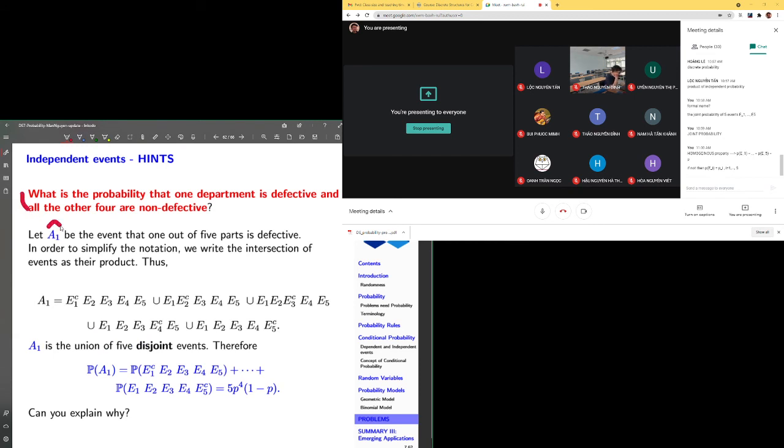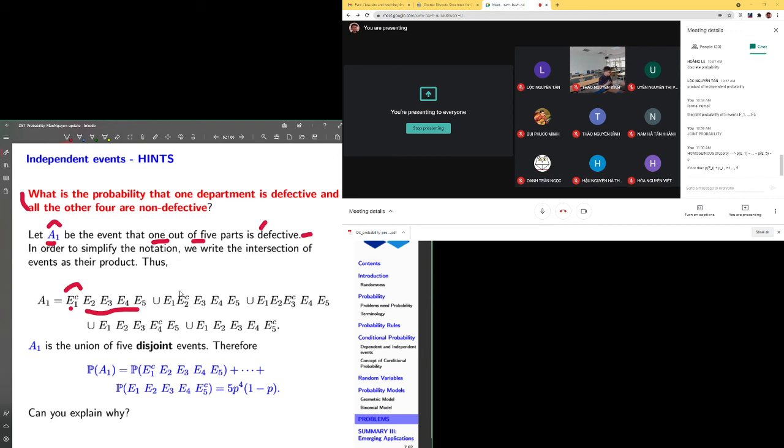You have to define a new event like this. A1 is the event that one of the 5 is bad, defective. And you have to compute that event. Okay? We don't know particularly which department is not good. So we assume this one is not good, the first department. Then the rest means the other 4 are good. But we don't specify clearly which one is bad, which one is defective.